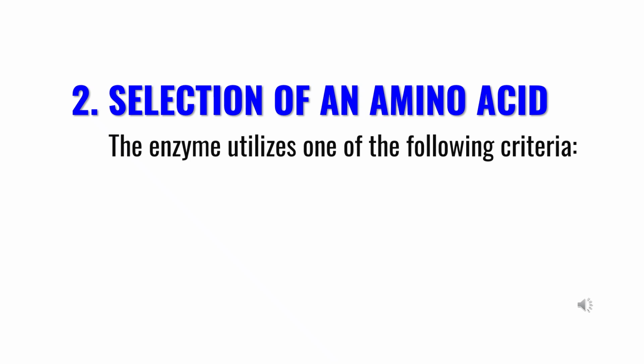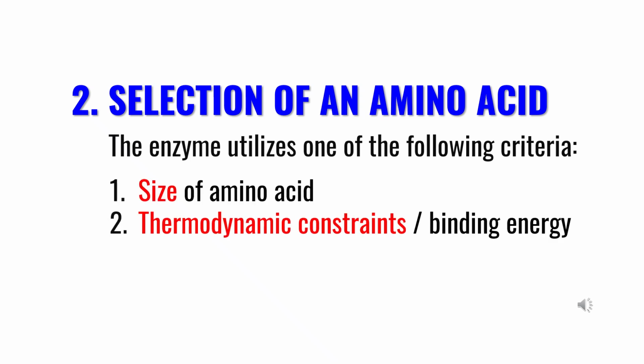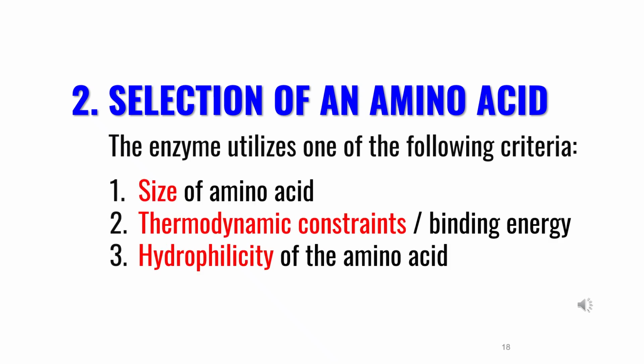For selecting a correct amino acid for a cognate tRNA, the enzyme utilizes three criteria including the size of the amino acid, thermodynamic constants or binding energy, and the third one is hydrophilicity or hydrophobicity of the amino acid. When the size is distinctly different, there is no problem, but the problem arises when the size of the two amino acids is similar. In those cases, the thermodynamic constant or the binding energy is also the same, therefore the enzyme makes more errors. In such cases, it is the hydrophilicity which is used to distinguish between the right and wrong amino acid.